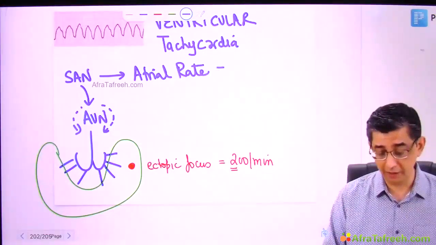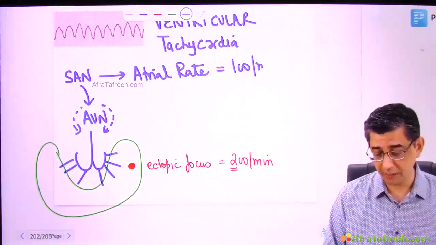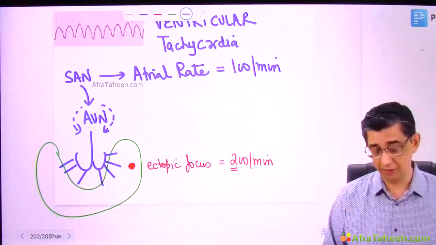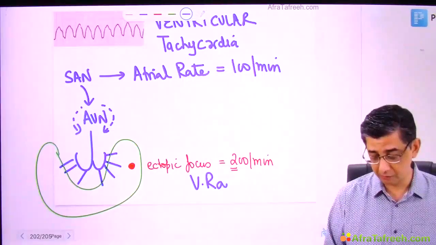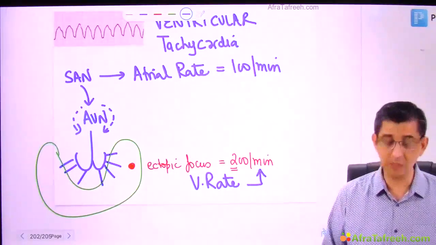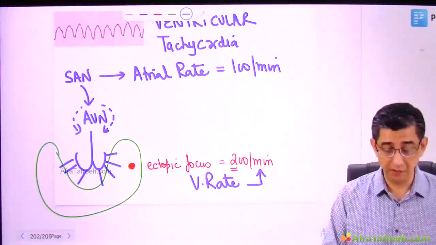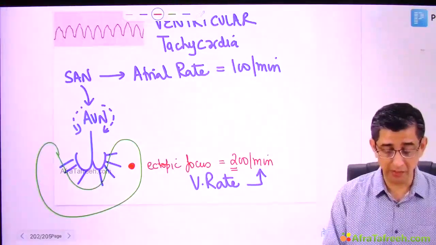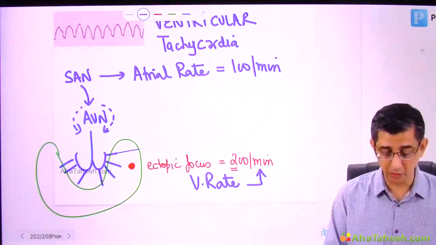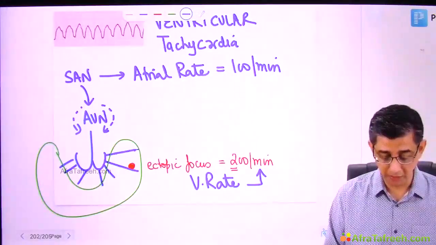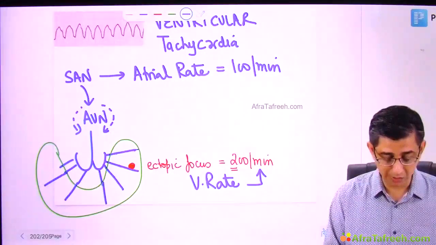The ventricular rate of the patient will definitely not be a maximum of 100 per minute. The ventricular rate will be 200 per minute. Why? Because it is the ectopic focus that will be controlling the heart. And how will this ectopic focus fire? When it fires, it will not utilize the Purkinje network. You see, the current is not going via the normal way. So the Purkinje network is not going to be used in this condition.